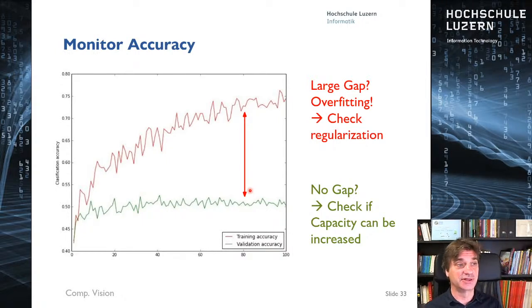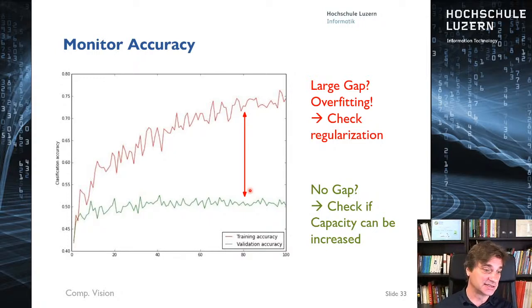And of course, you want to monitor your accuracy to check for overfitting. So if you have something like that, that's from an example. This is the training accuracy and the validation accuracy. And here you just have a gap of 20%. So it's probably too large, so it's overfitting. So you should check the regularization. If you have no gap, then maybe it's all perfect, but maybe you don't have enough capacity, so you should at least try to increase the capacity. Maybe you can make both curves go up a little bit more.